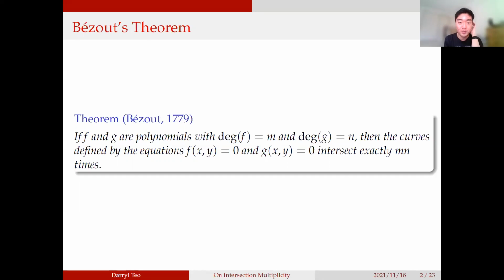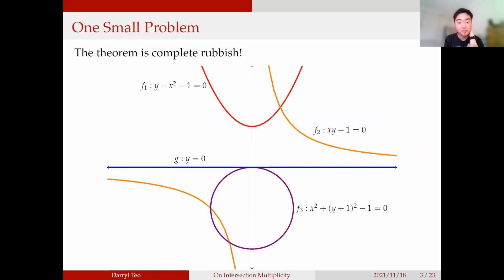So to motivate the concept, I'd like to begin with a result that is often called the crown jewel of intersection multiplicity, Bezout's theorem. It states that if f and g are polynomials with degree f equal m and degree g equal n, then the curves defined by the equations f(x,y) = 0 and g(x,y) = 0 intersect exactly mn times. Now, I would say that this is quite a beautiful result with the numerics working out in an almost miraculous way. But there is one small problem. The theorem is completely false.